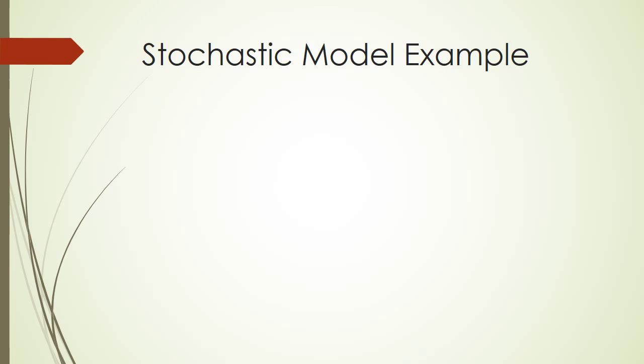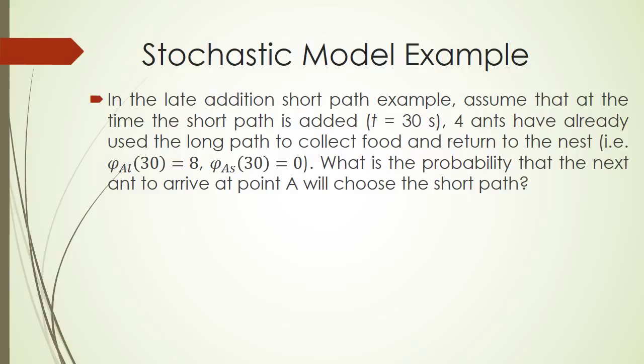So let's go through a quick example using the stochastic model. And for this example, we'll go back to the late addition short path, just to show how hard it is for them to overcome a dominant path once it's established. So let's assume that the time that the short path is added is t equals 30 seconds, and that 4 ants have already used the long path to both collect food and return from the nest. In other words, they've gone there and they've come back. So the number of ants that have gone over the longer path will be 8. And the number of ants that will have gone over the shorter path will be 0. It wasn't available before, and so there'll be no pheromone on that trail.